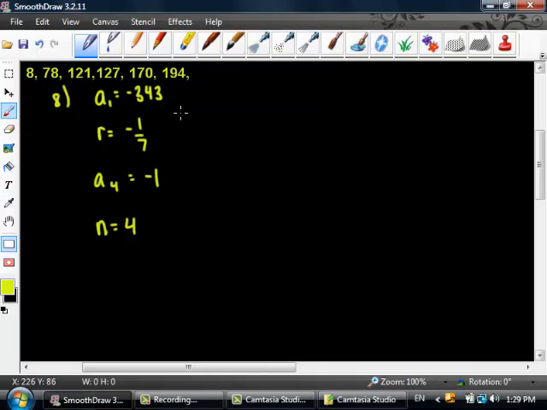Okay, number 8 here from the quiz. This one we're going to use our sum formula for finite series. So it's going to be S sub n equals a sub 1 times 1 minus r to the n over 1 minus r. So in this case, n equals 4.